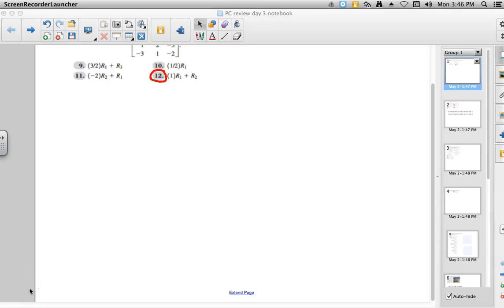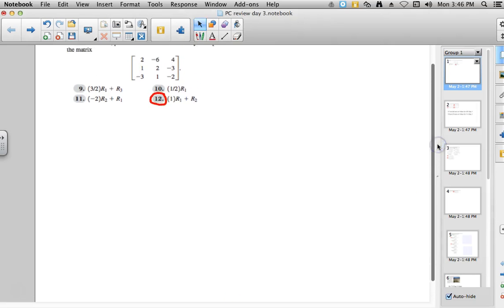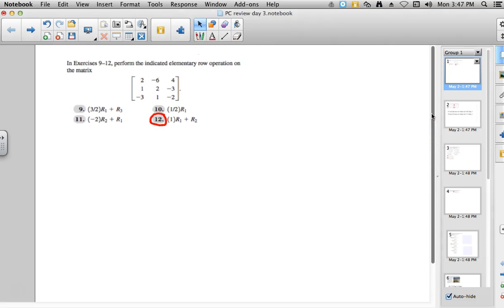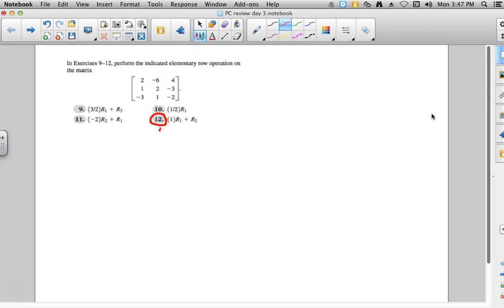These are the FAQs for the third day of the review for the test of Chapter 7. And the first one that you're looking at up here is from page 553, number 12. It just says perform the indicated elementary row operation on the matrix. So for number 12, they're telling us to take 1 times row 1 and then add that to row 2.